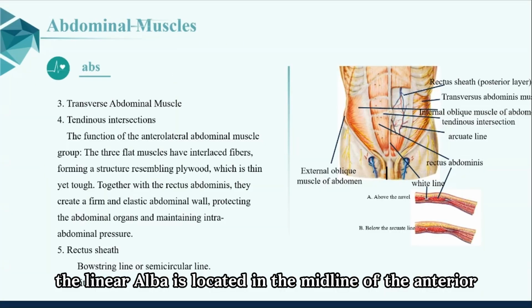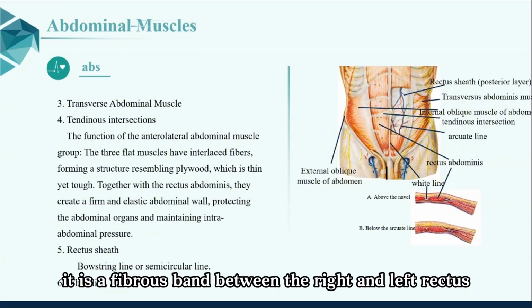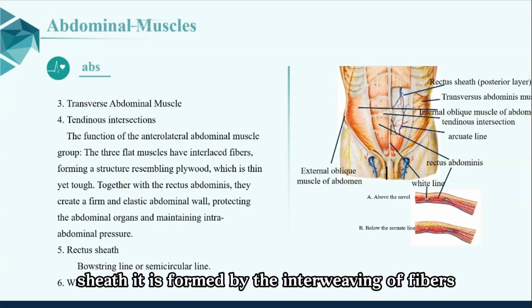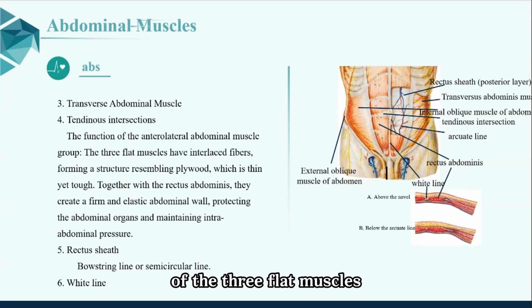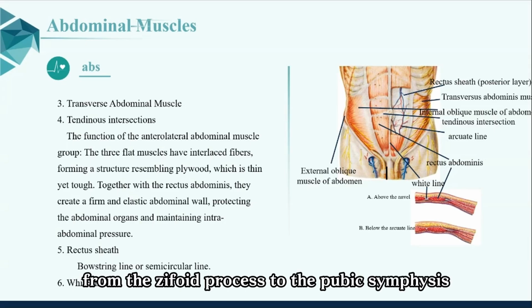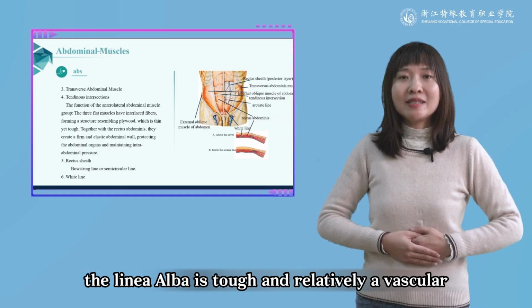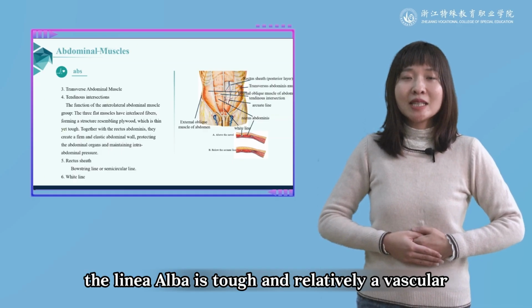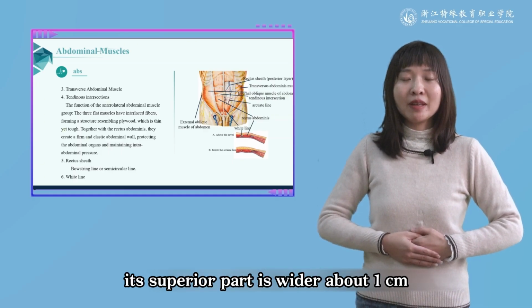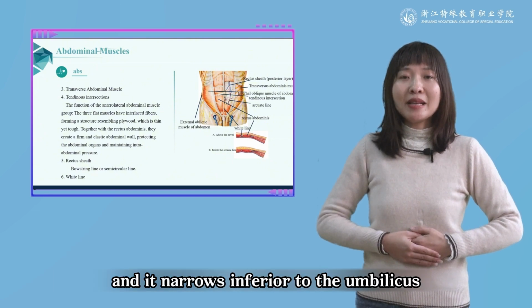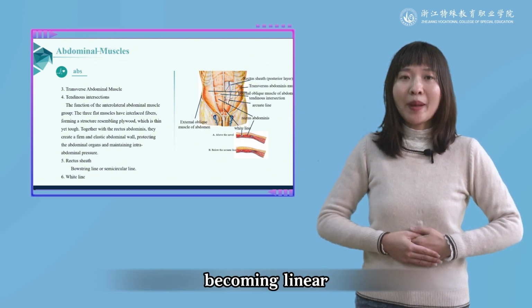The linea alba is located in the midline of the anterior abdominal wall. It is a fibrous band between the right and left rectus sheath. It is formed by the interweaving of fibers from the aponeuroses of the 3 flat muscles from both sides. It extends superiorly from the xiphoid process to the pubic symphysis inferiorly. The linea alba is tough and relatively avascular. Its superior part is wider, about 1 centimeter, and it narrows inferior to the umbilicus, becoming linear.